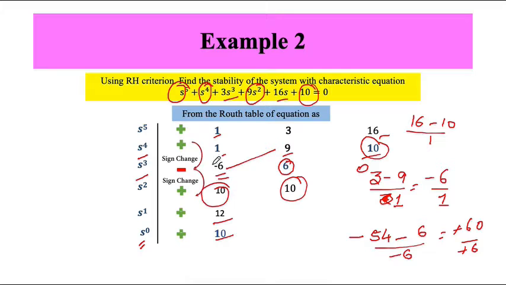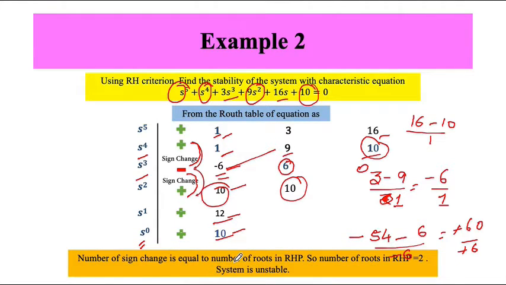Now the first column is 1, 1, then minus 6, then 10, 12, 10. So positive, positive, negative, then three positives. So here there are 2 sign changes: one from positive to negative, then negative to positive. We learned that the number of sign changes equals the number of roots in the right half plane. So the number of roots in the right half plane in this system is 2, and the system is unstable.